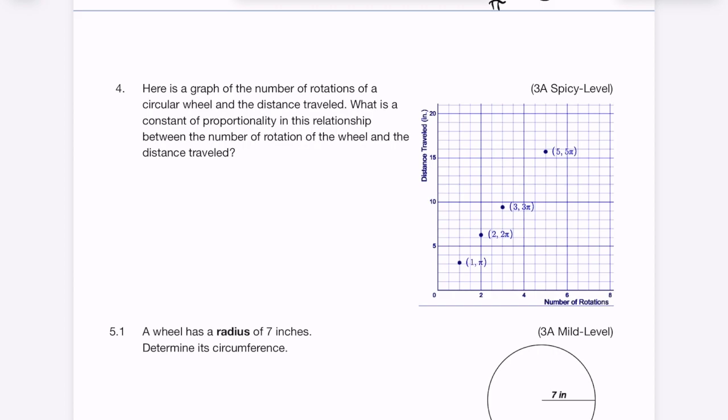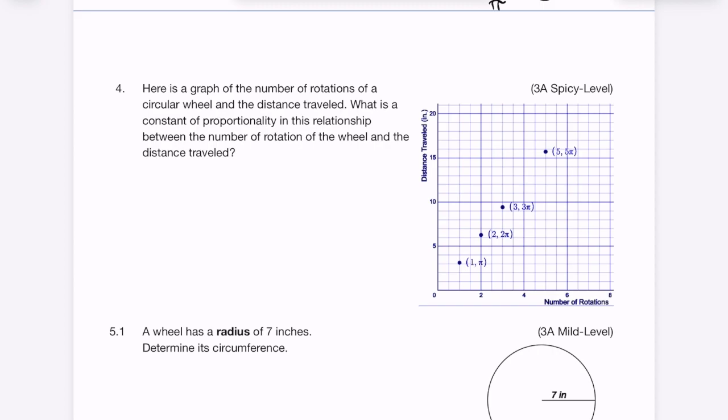So here's a graph of the number of rotations of a circular wheel and the distance traveled. What is the constant of proportionality in this relationship between the number of rotations of the wheel and the distance traveled? Okay, so we're talking about a wheel and rotations, right? A rotation is when you spin a wheel all the way around. When you spin a wheel all the way around, it's like you're unraveling a piece of tape, and you're getting the circumference. So this is related to the circumference.